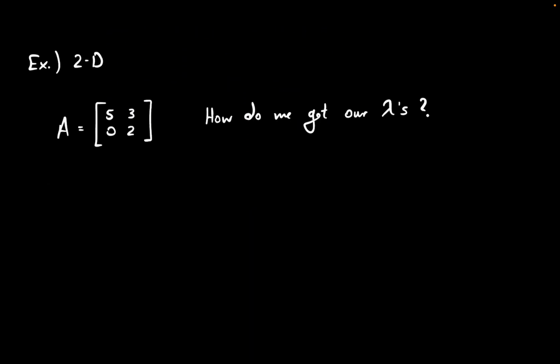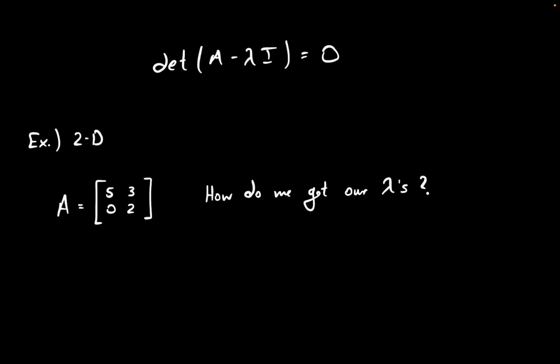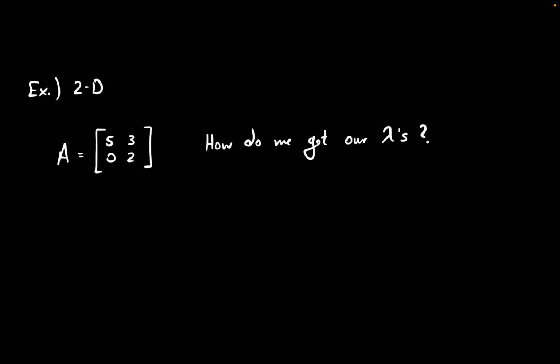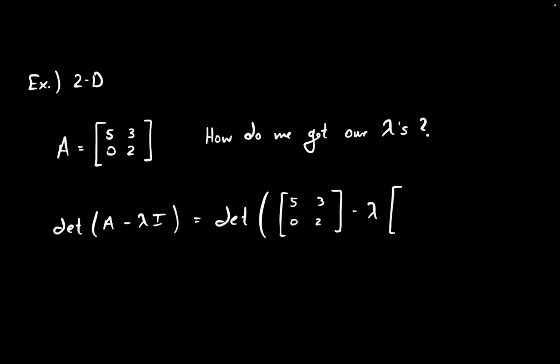So let's say we have a 2 by 2 matrix, right? So we have the matrix A, and it's denoted by 5, 3, 0, 2. So the next step that we can do is by using what we have above, the determinant of A minus lambda times the identity matrix is equal to 0. So we can start writing that out, right? So we'll have the determinant of A minus lambda I, which we can also write as the determinant of our matrix here. So we'll have 5, 3, 0, 2. We'll subtract that by lambda times our identity matrix. And in this case, we're making a 2 by 2 identity matrix because A is 2 by 2, and we want to make sure they're dimensionally the same.